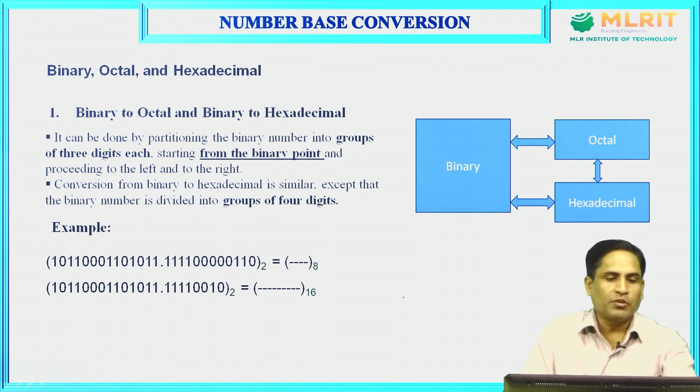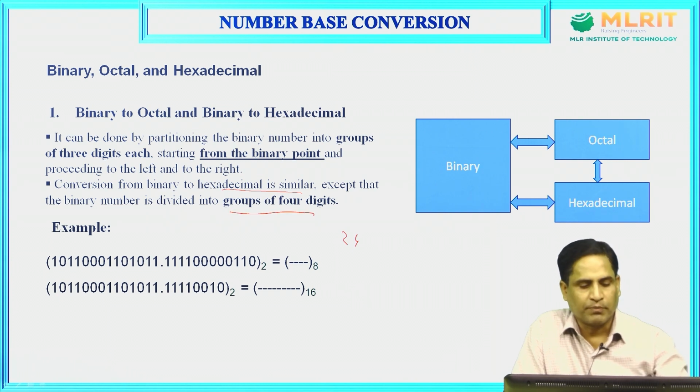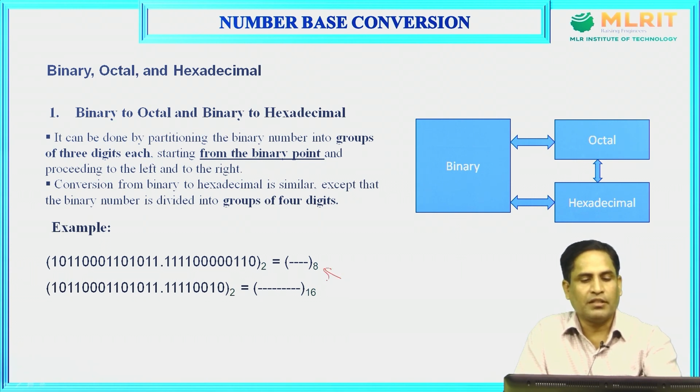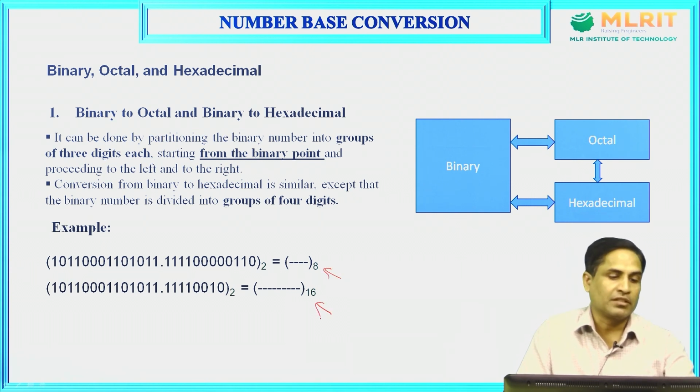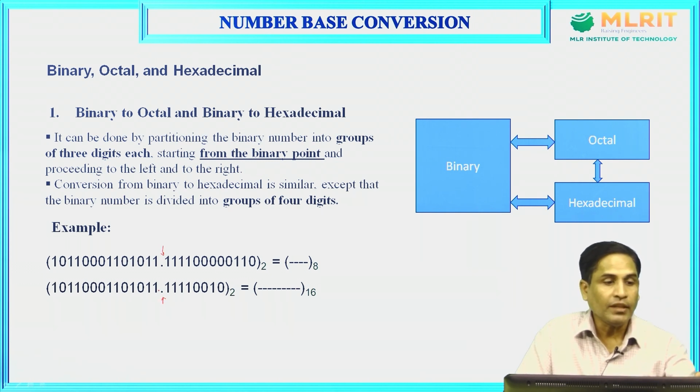Conversion from binary to hexadecimal is similar, but this time it's 2 power 4, that means groups of 4 bits. So this is the number we are going to convert into an octal number system here, and here it's a hexadecimal number system. Please note that for octal, we will start from the decimal point or radix point, and this number is going to be converted into the octal number system.